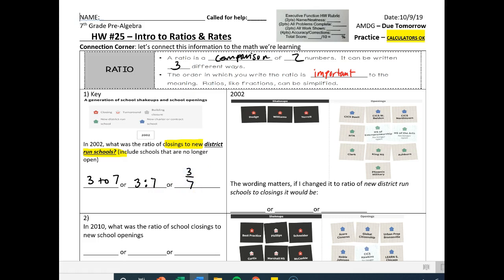So the other thing I wanted to mention is that ratios, like fractions, can be simplified. All right. Now, like I said, the wording matters. Notice how in this next one I changed the ratio to new district-run schools to closings. Notice how this just flips. Well, I had 7 openings for district-run schools to 3 closings, so the numbers actually flip around. The numbers are related to the phrasing words. No, you do not have to simplify that fraction into a mixed number. You can leave it as improper as long as it's fully simplified.